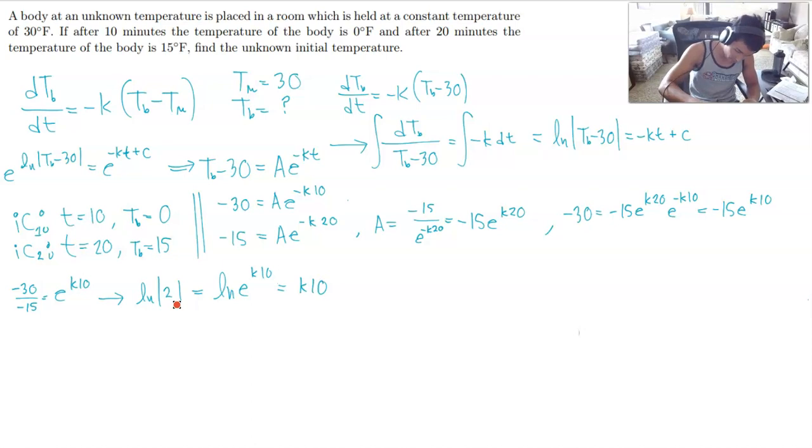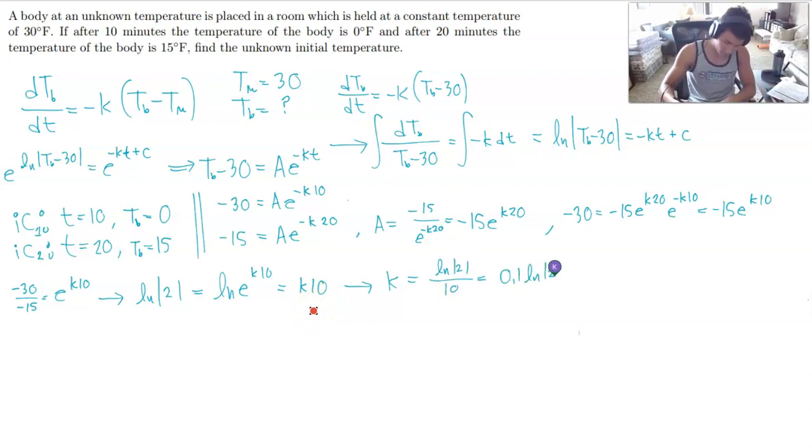Okay, so then you could see that k is equal to what? If you divide out the k, you're going to get ln of 2 divided by 10, and you can write this as 0.1 ln2, which is really nice. So we know what k is now. But we don't know what a is, so we need to do one step farther. We need to kind of repeat this process again.